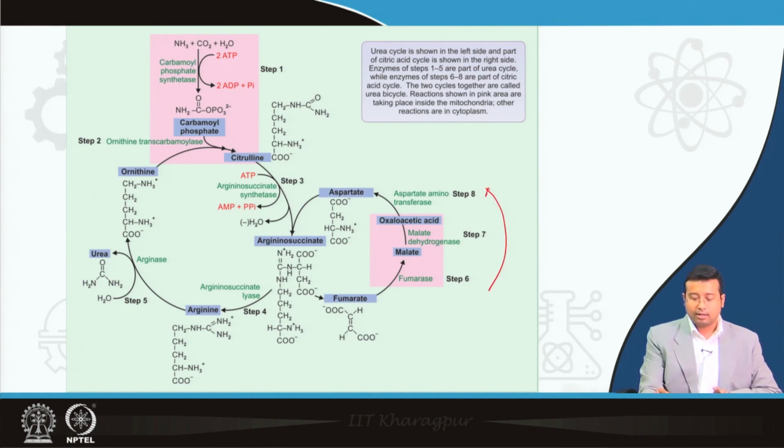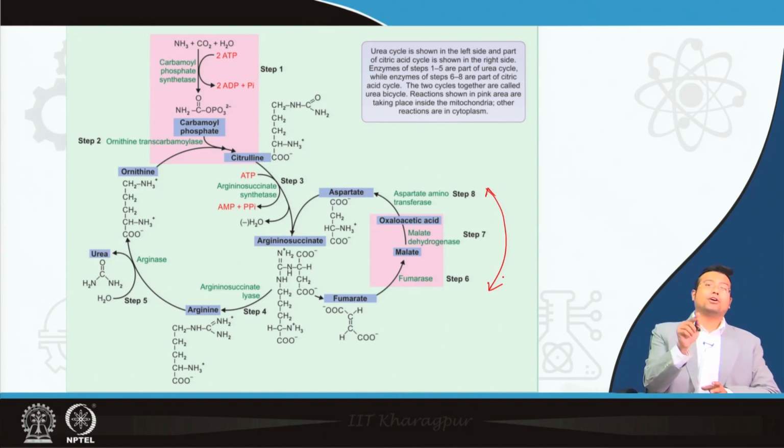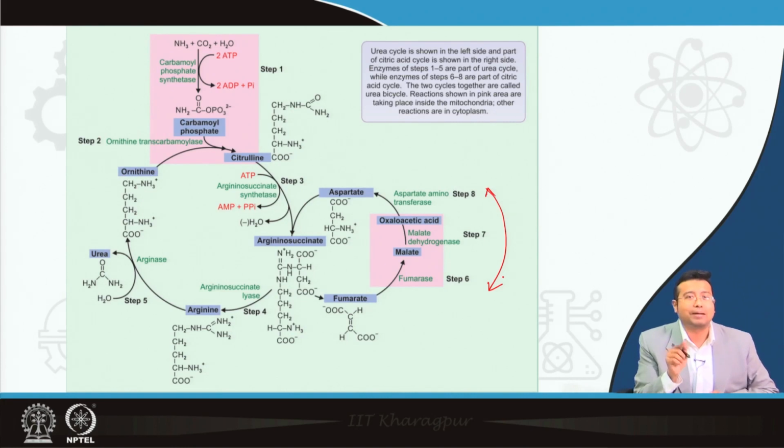These reactions 6, 7, 8, can you tell me where have you heard these enzymes, fumarase, malate dehydrogenase, etc.? Yes, if you have answered TCA cycle or Krebs cycle in your mind, you are absolutely right. So, this is how the urea cycle and Krebs cycle are tied together, and they are known as Krebs bicycle, or in some textbooks urea bicycle, alright.